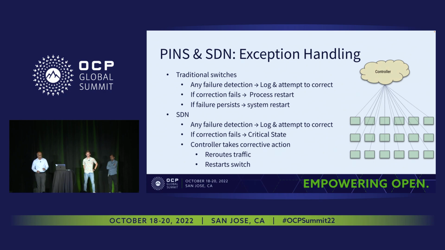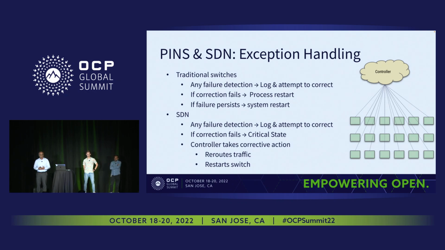Let's take one more example of something that happens in this kind of a world. In traditional switches, if there is a failure, the switch logs the failure, attempts to correct it, and if it cannot correct it, it tries to do things like process restart, system restart to correct that problem. In an SDN world, the same first step happens. The switch logs and attempts to correct it.